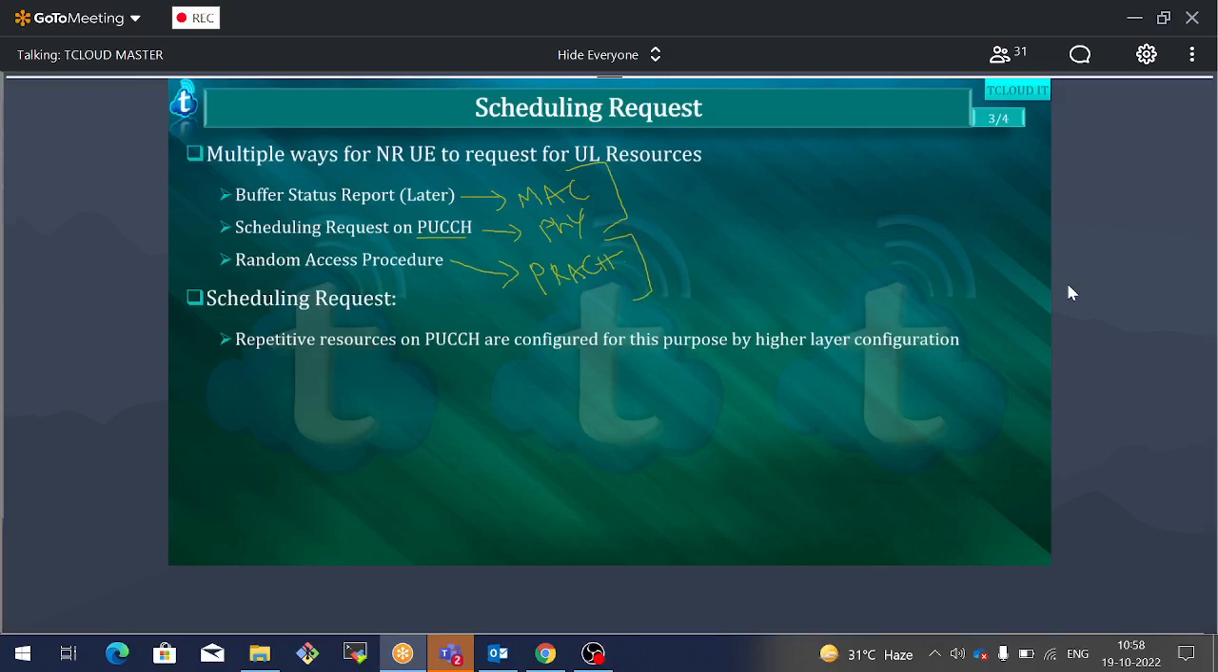Once again, the question: when do we send the random access procedure? When do you send a buffer status report or a scheduling request on PUCCH to request further resources? What was the segregation? When do we do it?